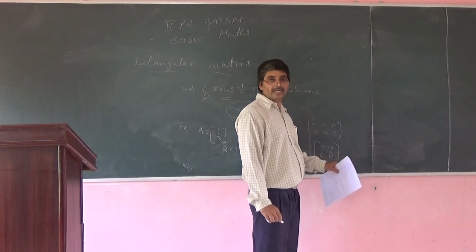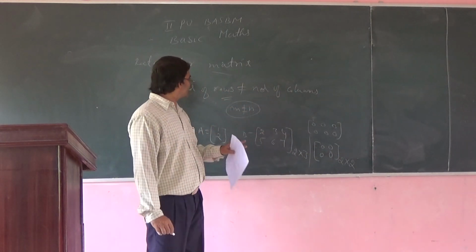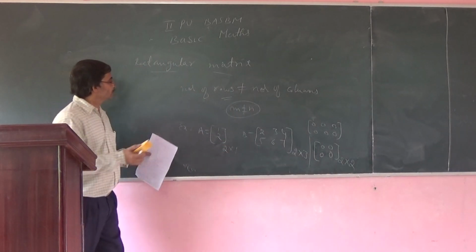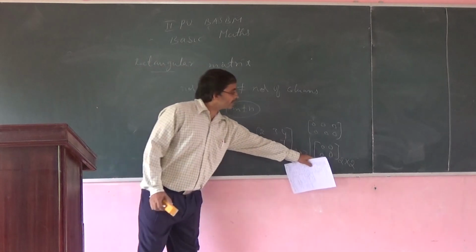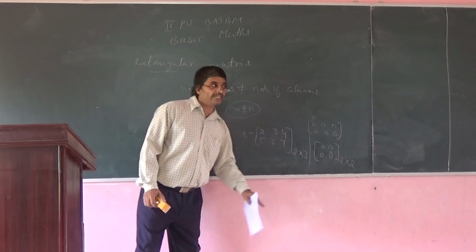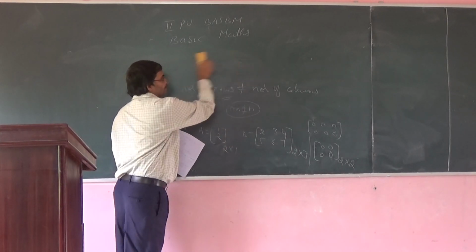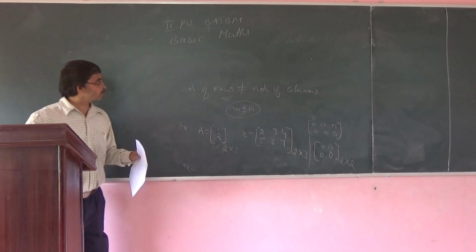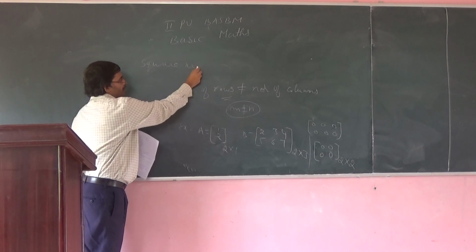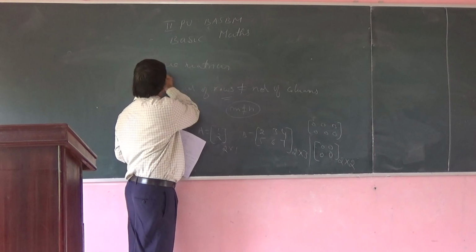So it is not a rectangular matrix in the sense that number of rows is equal to number of columns. This is a case where number of rows equals number of columns. Such matrices are called square matrices. So the next topic is square matrices. Next type of matrices, square matrices.